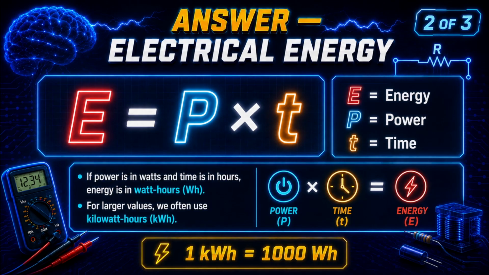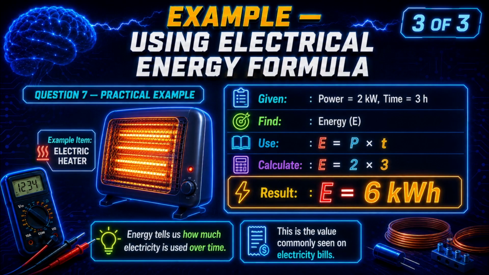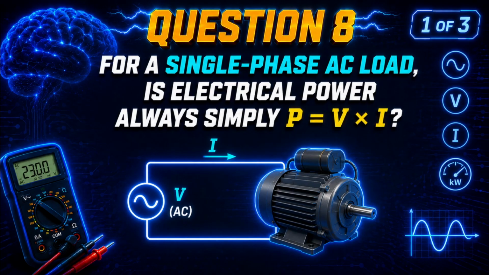Now let's apply this to a practical example. Here we have an electric heater rated at 2 kilowatts, running for 3 hours. Using E equals P times T, we get 2 kilowatts times 3 hours equals 6 kilowatt-hours. So the heater uses 6 kilowatt-hours of electrical energy. This is the same type of energy unit we commonly see on an electricity bill. Now let's move to question number 8.